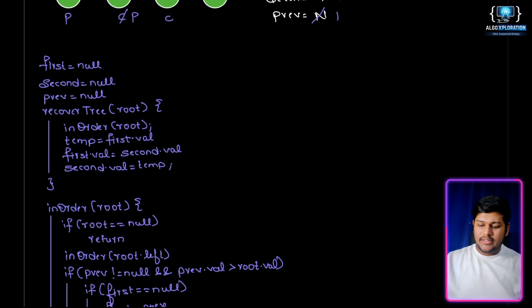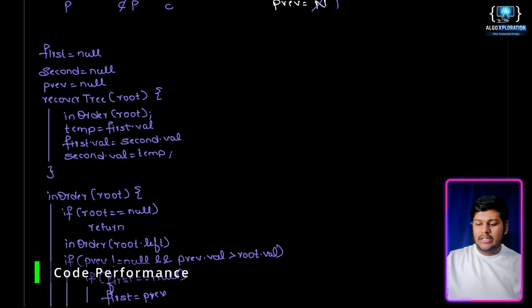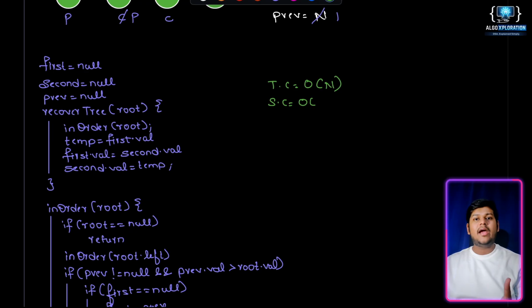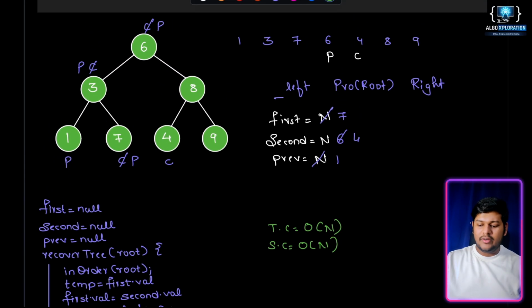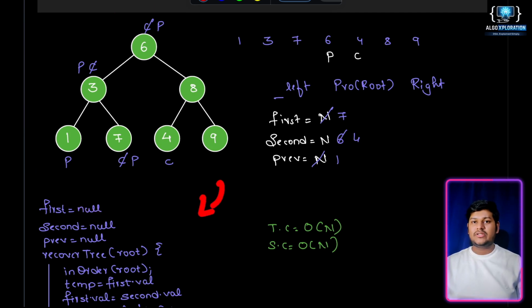This is considered to be a medium question. Talking about the time complexity, I've just done the in-order traversal. If you know the time complexity of the in-order traversal, it will be order of n. Talking about the space complexity, we have taken the stack space, so it will be order of n. Again, guys, if you didn't understand, please first learn about the in-order traversal, and then come over here to watch this video.